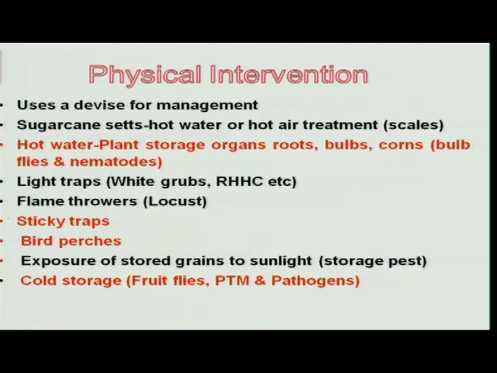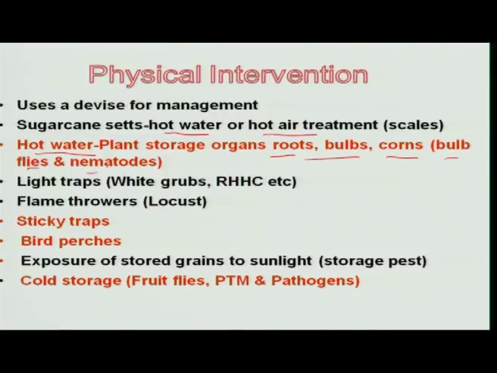In simple terms, you can use hot water or hot air treatment for sugarcane sets before planting, because all these sugarcane sets carry a lot of scale population. By treating with hot water or hot air, these scales can be reduced or killed significantly. Similarly, the same hot water treatment can be used for plant material stored in storages, it may be a potato tuber or roots or corms which contain a lot of bulb flies and nematodes. When exposed to hot water, they will be killed significantly.